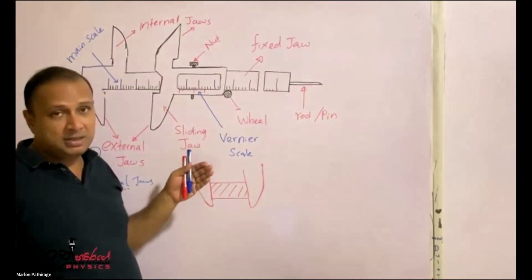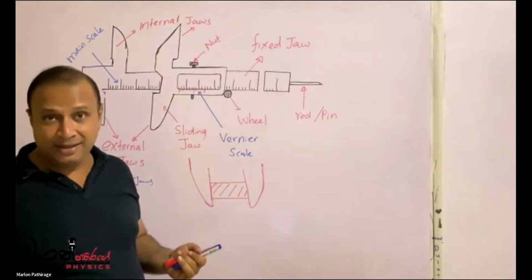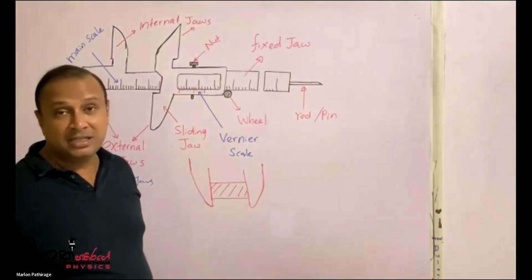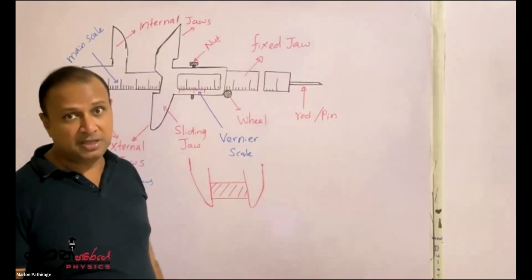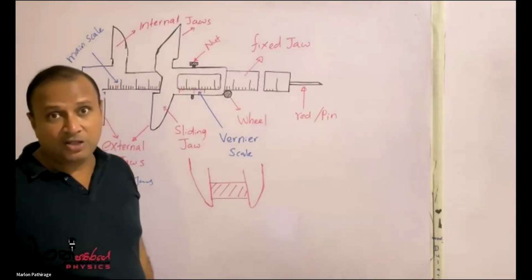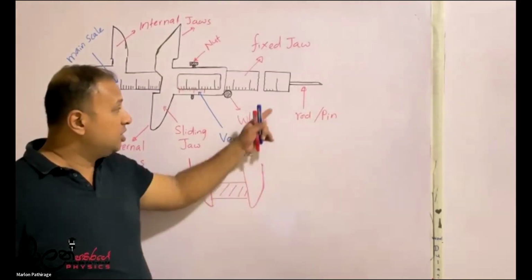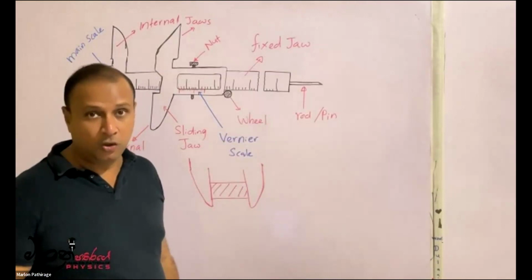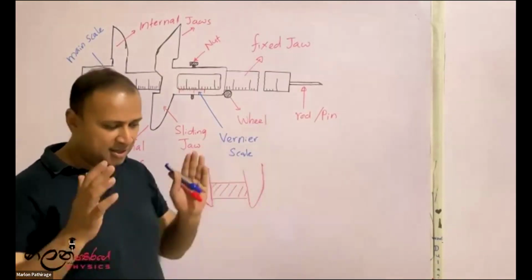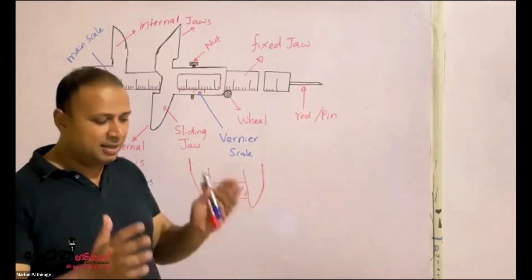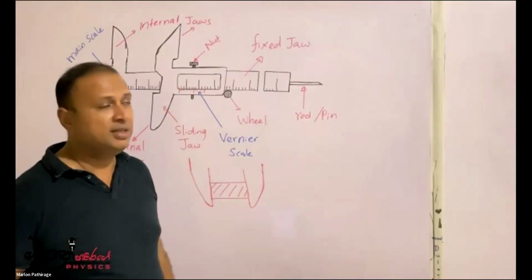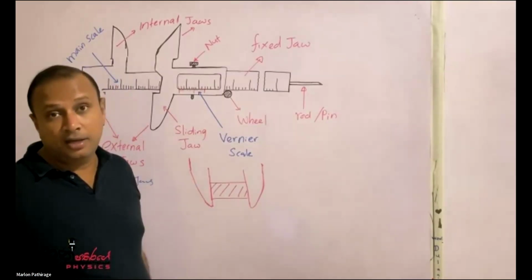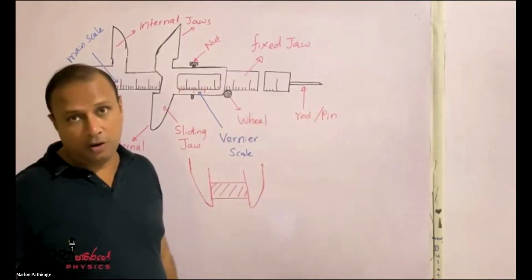So vernier caliper is used to measure lengths, then external or internal diameters or width or spaces. Then the third function is we can measure the depth of a hole. Those are the three functions: lengths, then external or internal diameters or spaces, and the third one is the depth of a hole.